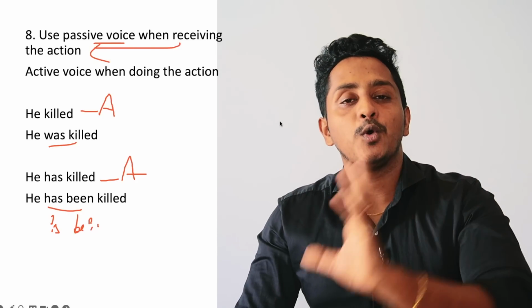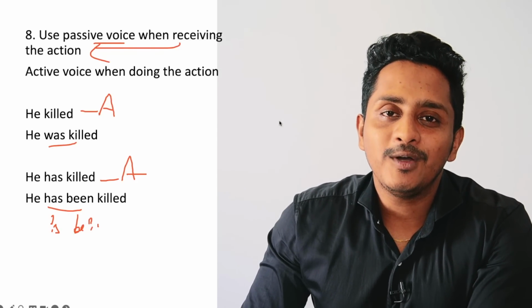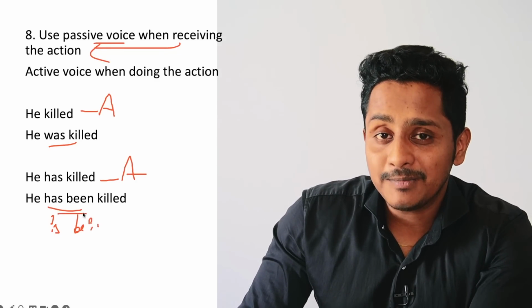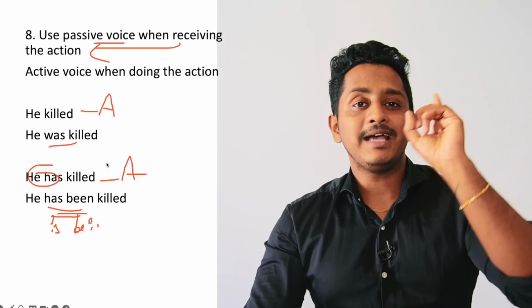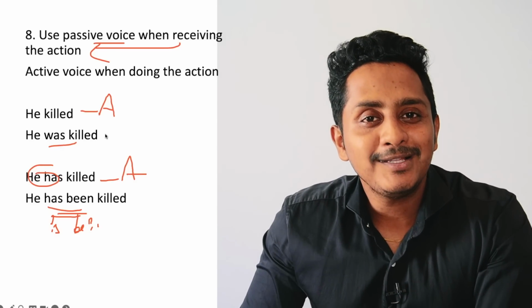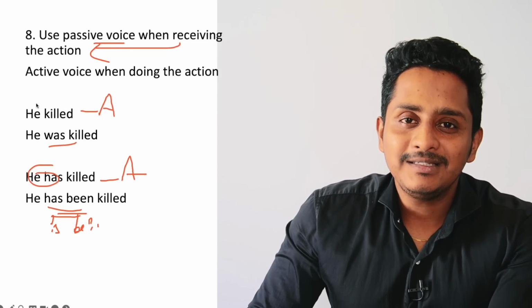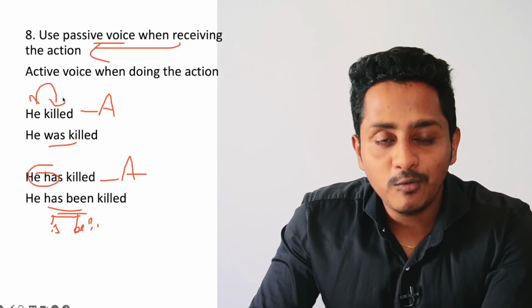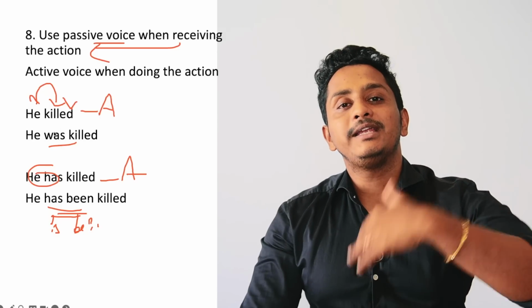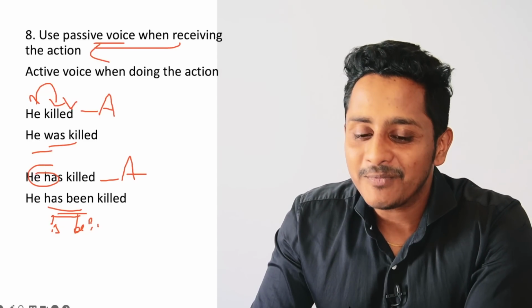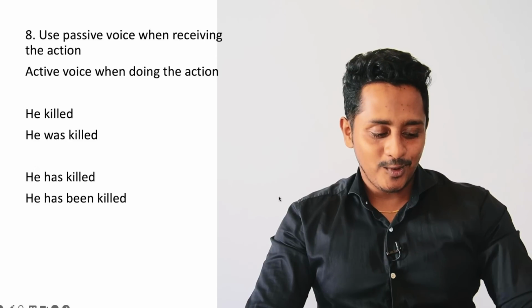Passive voice is, was. Active voice, no is, was. Passive voice, has been. Active voice, has. Remember, in active voice, has will come. In passive voice, has been will come. Active voice, he killed, he ate. Just noun, verb will come. Passive voice, he was killed, he is killed. Some is, was will come. So now, this is a golden concept.